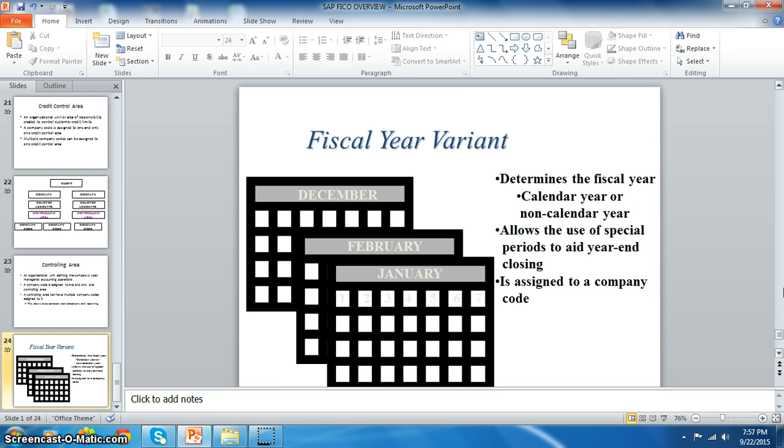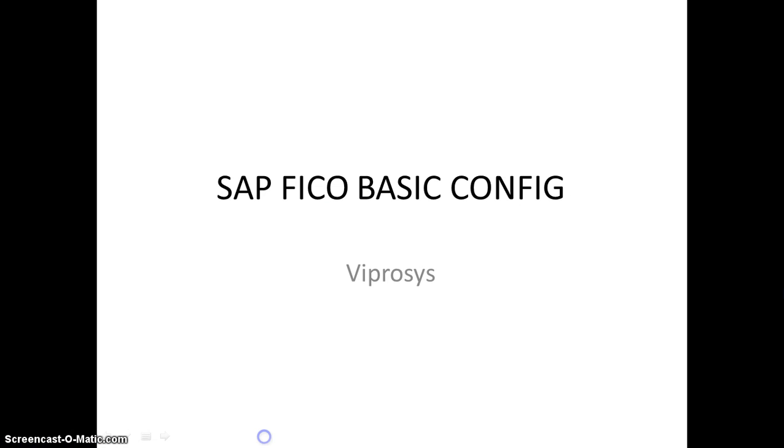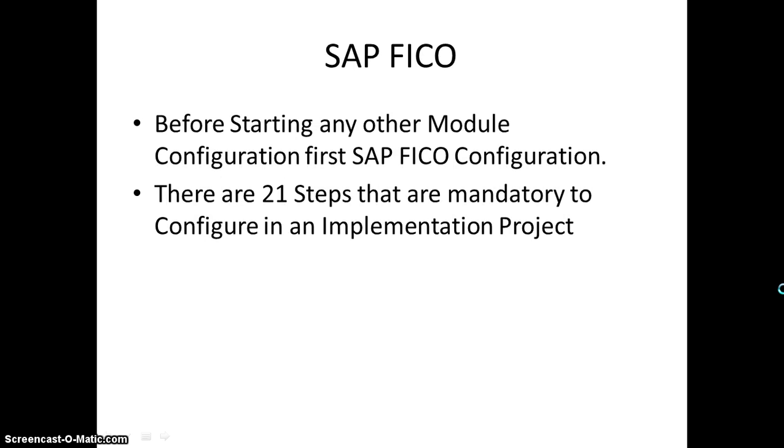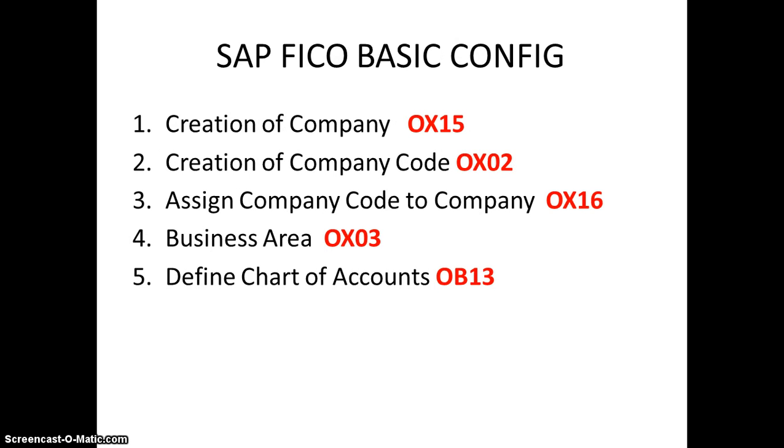So the basic configurations will start first, and then we'll go ahead with the individual configurations specific to AP and AR at a later point of time. So here we have SAP FICO basic configurations. Here we have 21 mandatory steps that we need to do in the first SAP FICO configurations, and we are going to have different transaction codes for all these basic steps.